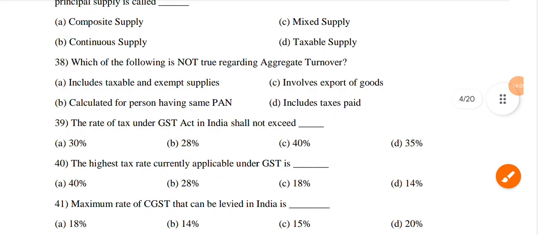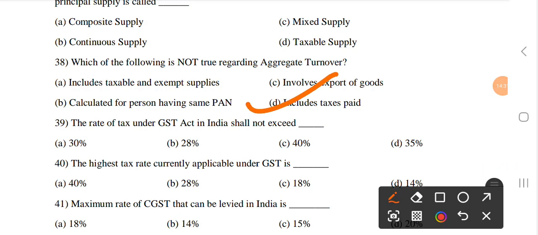Next question. Which of the following is not true regarding aggregate turnover? Option A includes taxable and exempt supply, B calculated for person having same PAN, C involves export of goods, and D includes tax paid. The correct option is D includes tax paid.